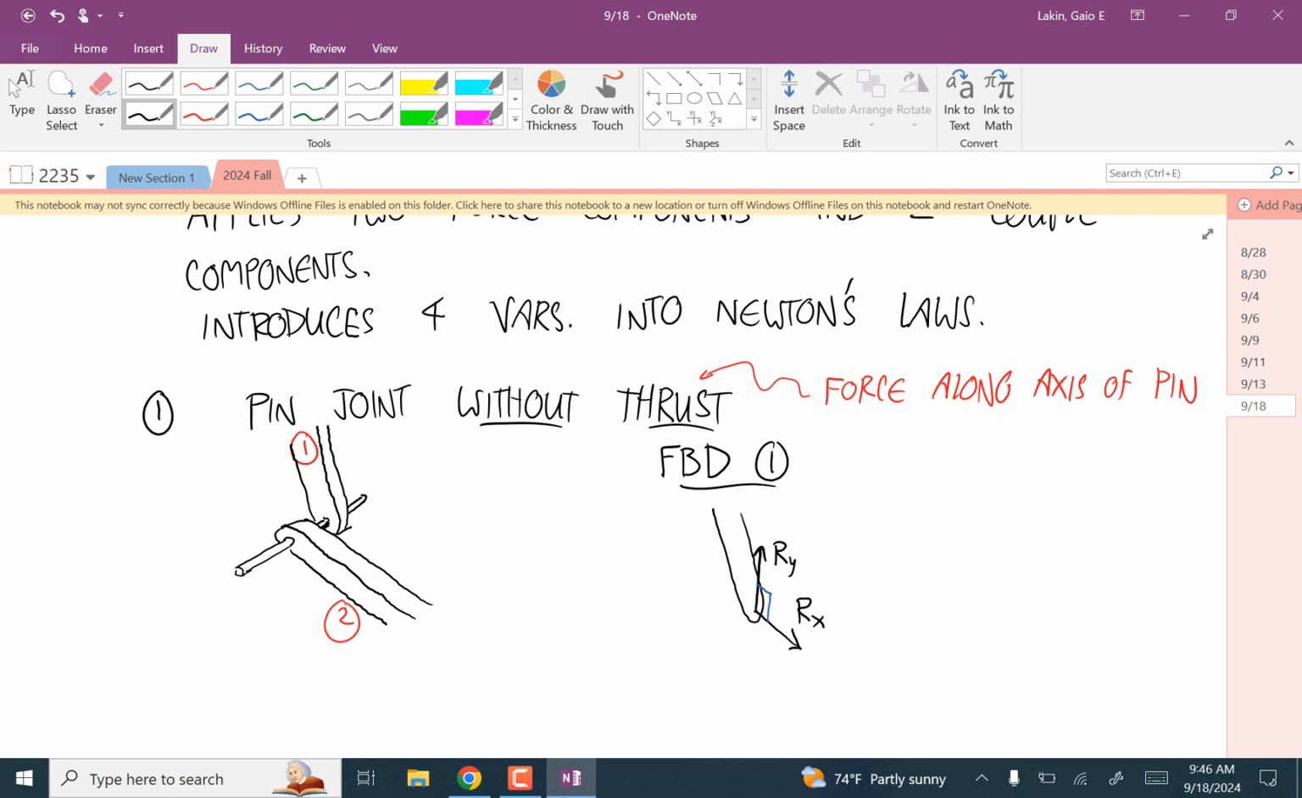Okay, so those axes are the same axes as the forces. So this is an x component of a couple and a y component of a couple.